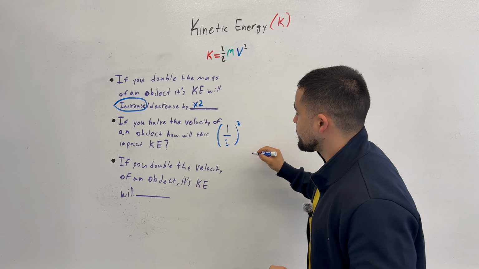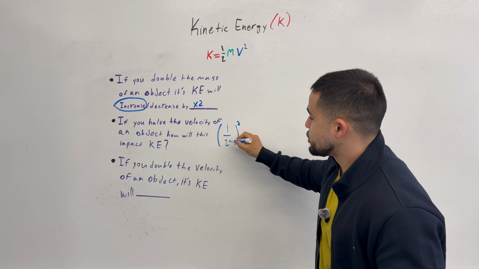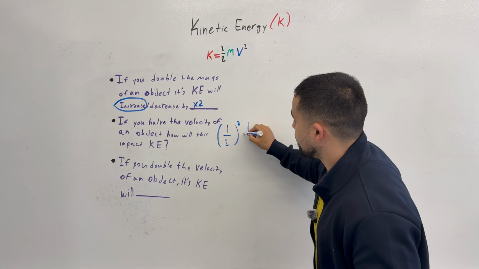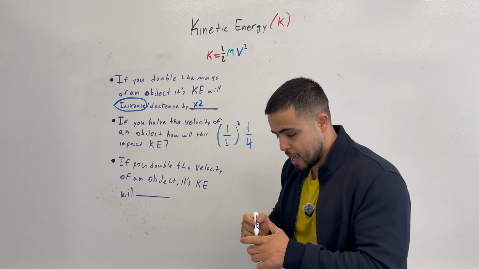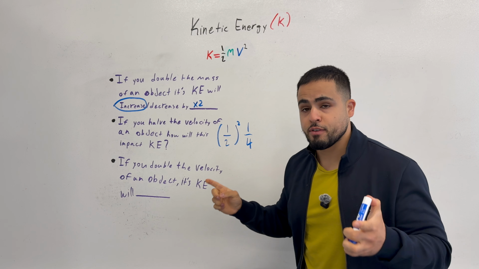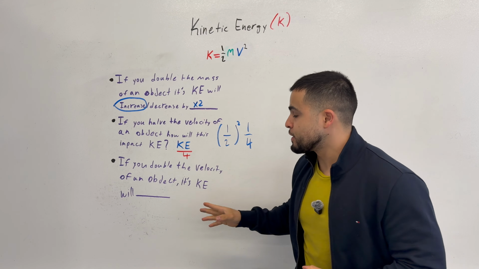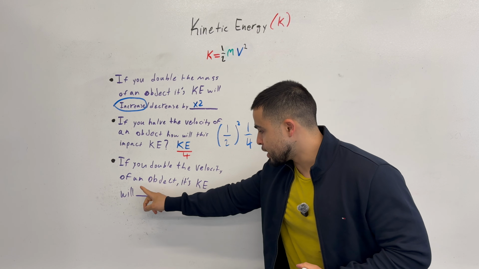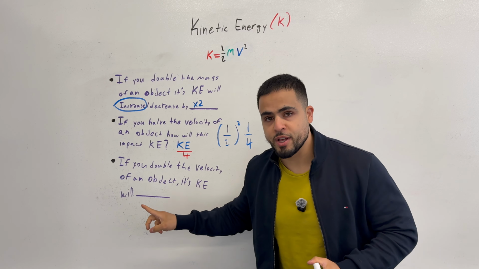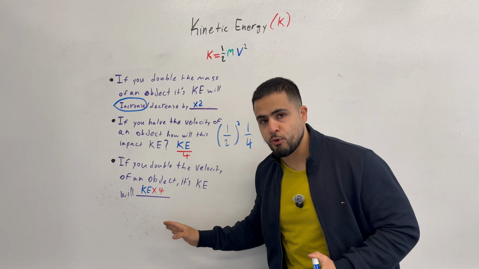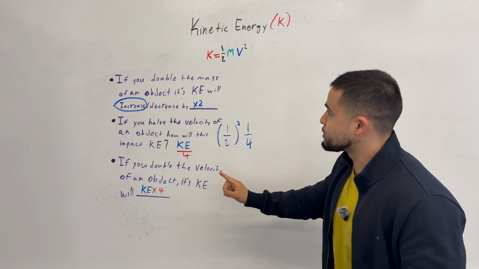Okay, so when you square this, you have 1 times 1 is 1, and then 2 times 2 is 4. So 1 over 4. So what's going to happen if you halve the velocity? Well, the kinetic energy will be divided by 4. Finally, if you double velocity of an object, its kinetic energy will be multiplied by 4. And this is how we arrived at that answer.